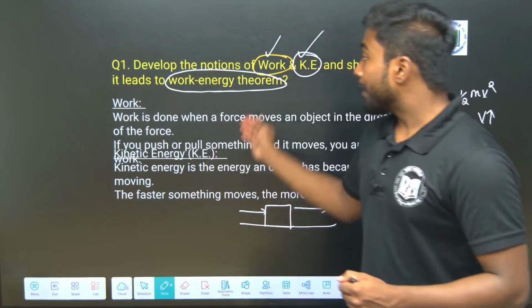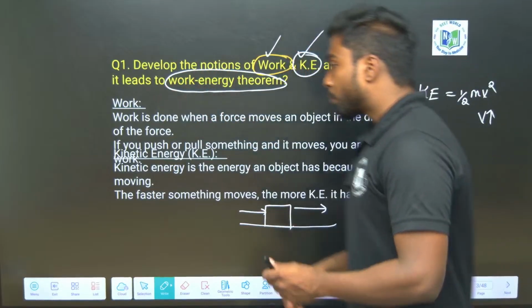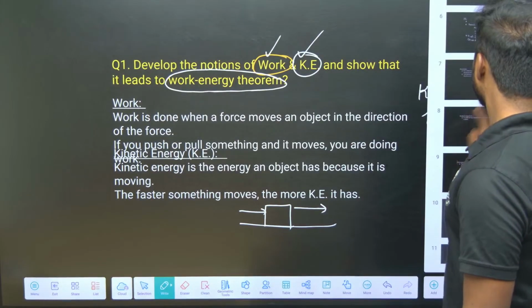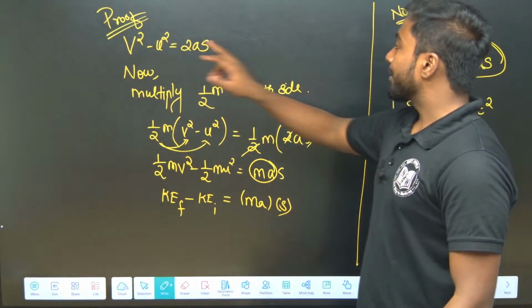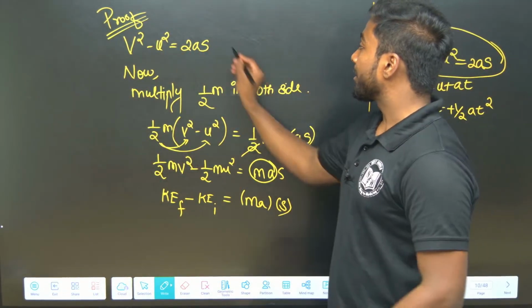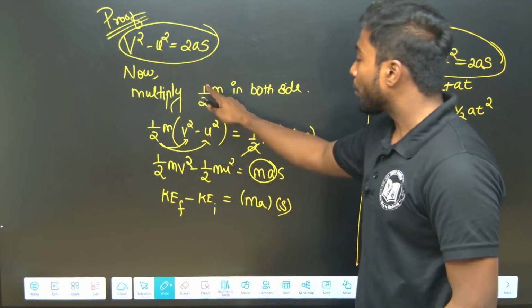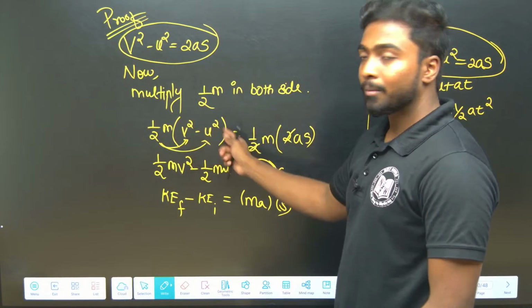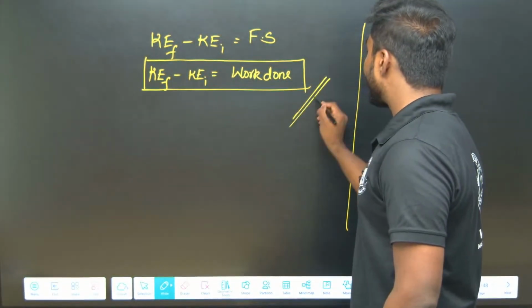So I need to prove how it is possible. That's why we have taken the proof. So v square minus u square equals 2as, that is the kinematic equation we have taken, and we have proved it. Multiplying 1 by 2 m on both sides, that is half m into (v square minus u square) is equal to half m into 2as. So we got the final answer.